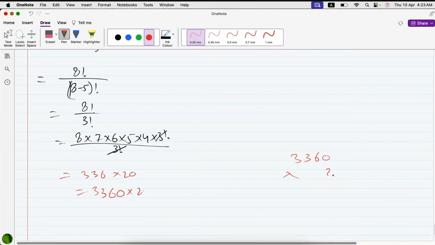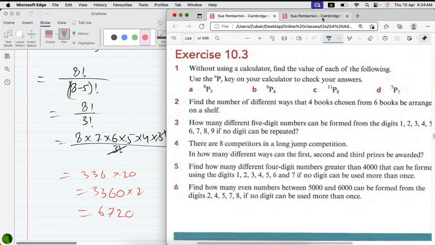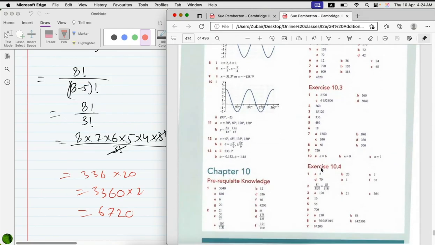3360 times 2 is 6720. So this is 6, 7, 2, 0. 10.3 1A, 6720.